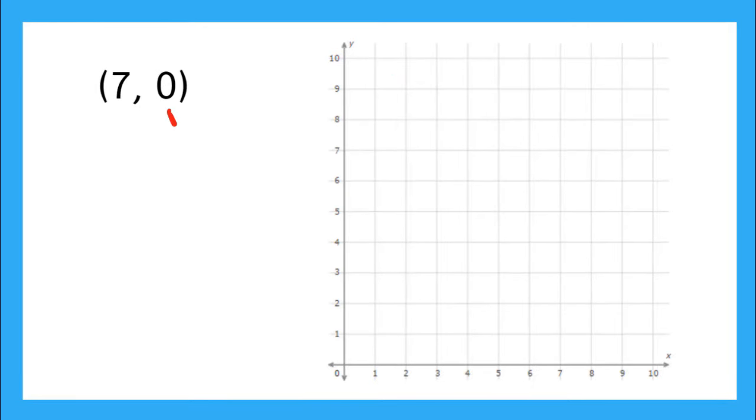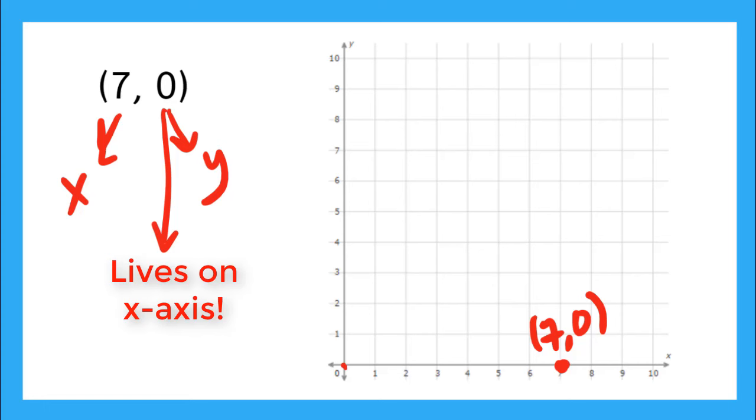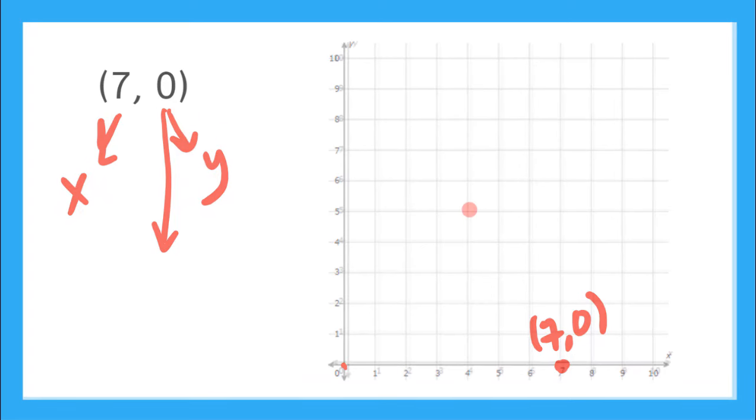Now, what do you think is going to happen when I have a 0 as my y-coordinate, but I have a whole number here, a 7, for my x-coordinate? Well, let's find our x-coordinate on the x-axis. Starting at the origin, I go over, find my x-coordinate right there. And then my y-coordinate is a 0, so I don't leave the origin. So where these two points meet is right here on the x-axis. That point, 7, 0, that my ordered pair tells me, lives on the x-axis. So just like the last problem, anytime we have a 0 in our y-coordinate, that point is going to live on the x-axis. Let's try a different style of problem.